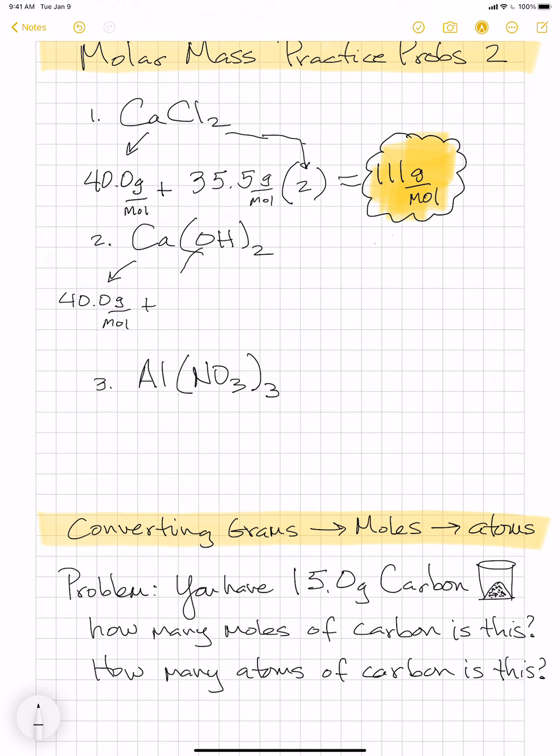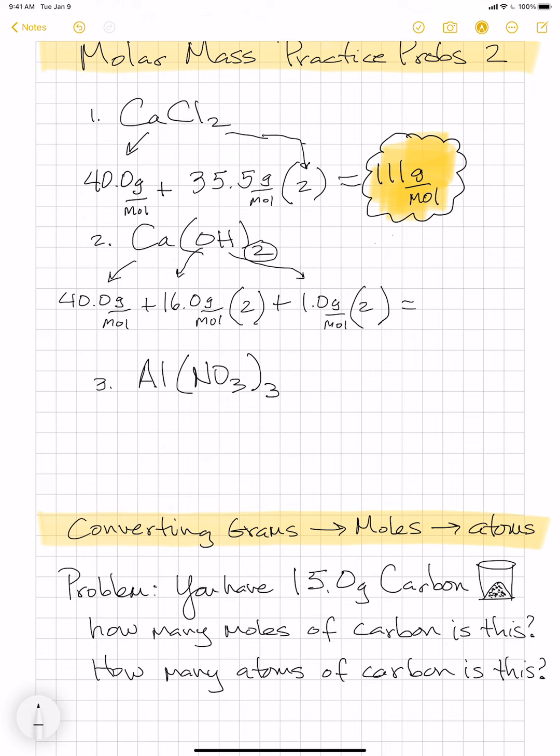Oxygen is here, okay, but there's 2 oxygens. You got to be careful. So oxygen is 16.0 grams per mole times 2, right? Plus, we got hydrogen over here, which is 1.0 grams per mole times 2. And your math should look like mine. You should be writing these all the way out.